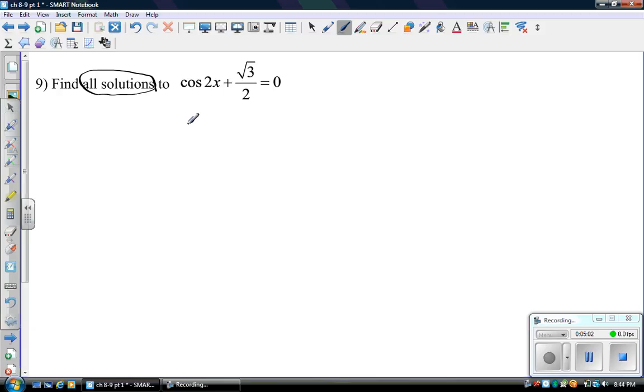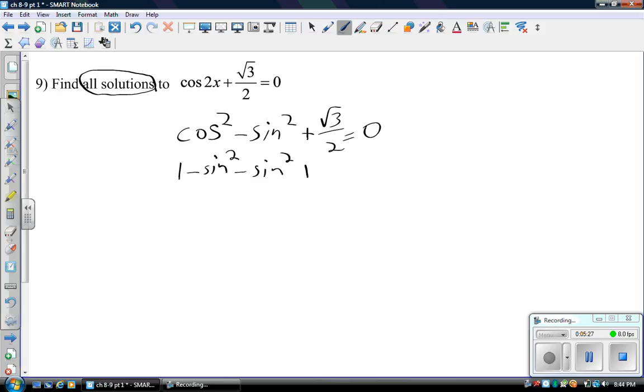If you tried it, don't do this, but if you tried it, the double angle identity for cosine breaks into cos squared minus sin squared, and then you'd still have plus root 3 over 2 equals 0. Maybe you could substitute in this with 1 minus sin squared using a Pythagorean identity. Again, none of this is going to work on this. I just wanted you to see where it goes.